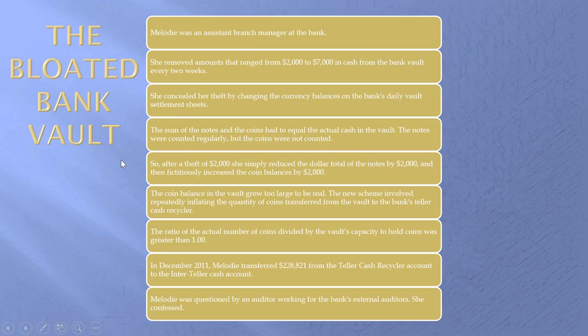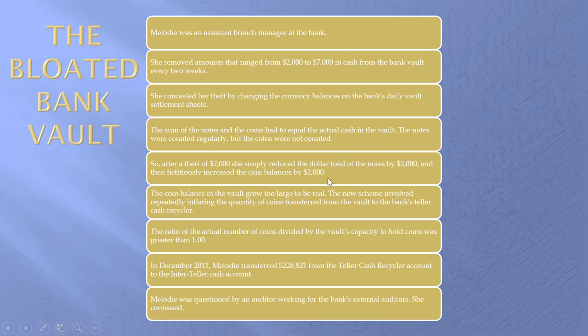This was a nice one. Largest divided by second largest. You know, the cash in the vault was just too high. Melody was an assistant bank manager. What she would do, she would regularly steal cash in notes from the vault. What she would do to conceal her fraudulent act would be to inflate the cash balance, the coins. She knew that nobody ever counted the coins, but they always counted the cash.